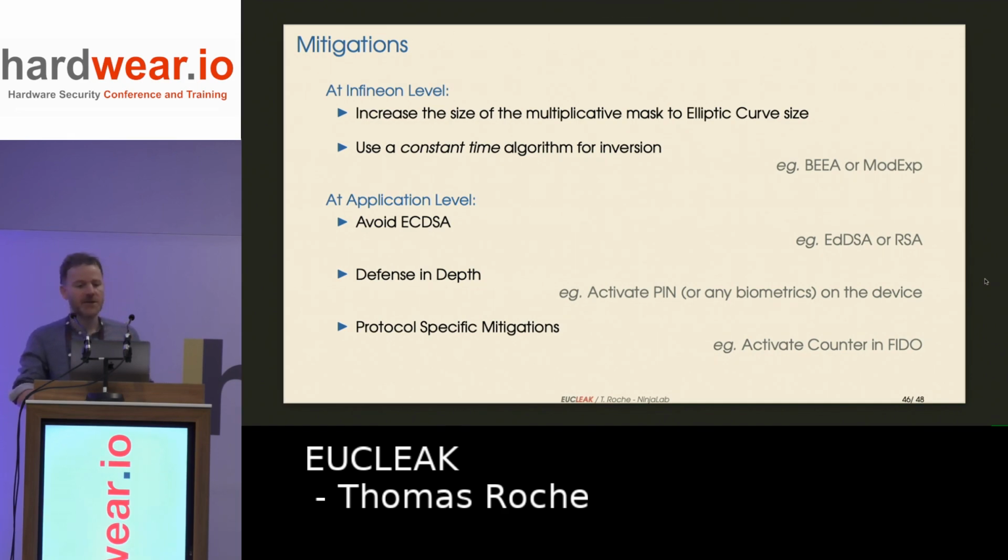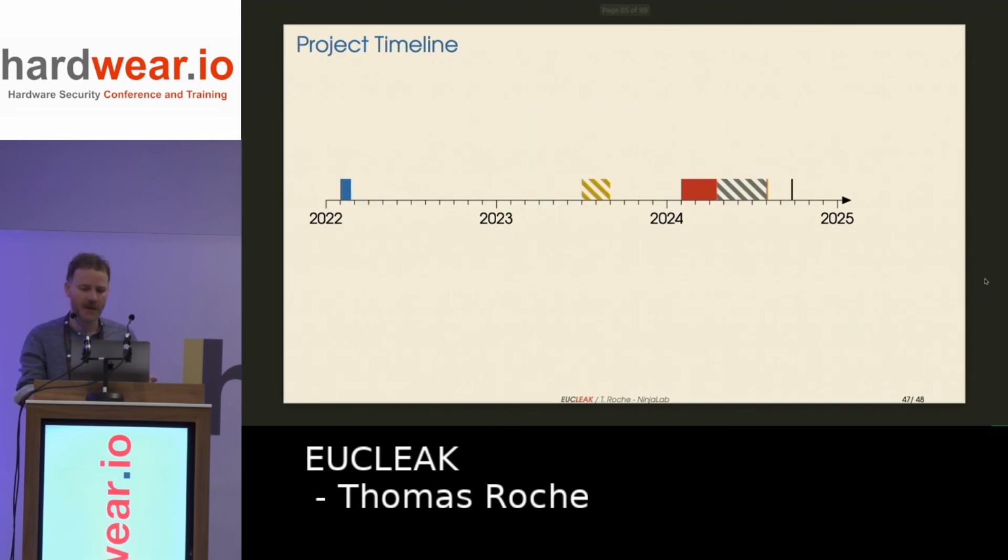So the mitigation, I will just say a few words. Infineon implemented the simple mitigation, which is increasing the mask size from 32 bits to the size of the elliptic curve, which is the good thing to do, and also a very fast implementation patch, right? They did that in a few weeks after the start of the responsible disclosure.